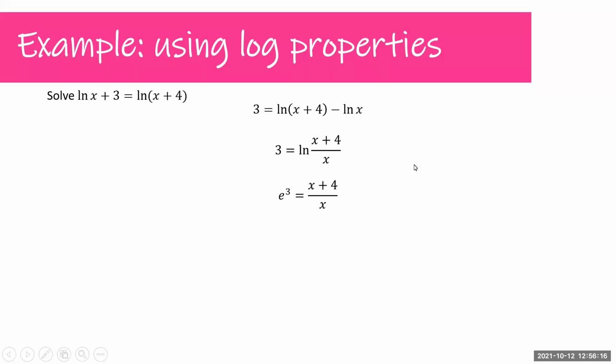Now, anytime we see an ln, we want to think base e. So since it's a base of e, we're going to raise both sides e to that power. So we're going to say e to the 3, e to the ln of x plus 4 over x. E to the ln of anything cancels out. So we're just left with e to the 3 equals x plus 4 over x.